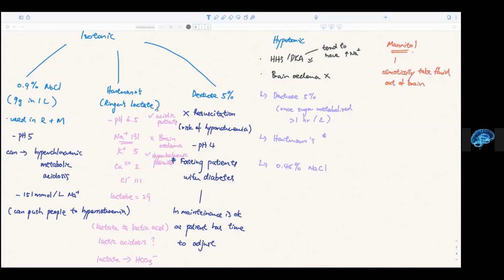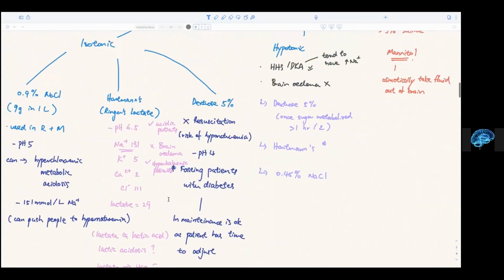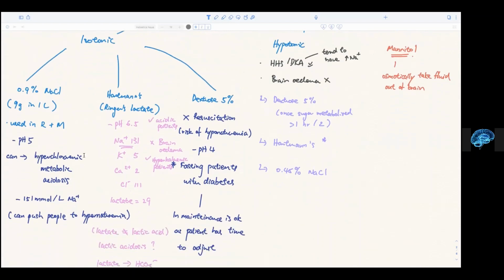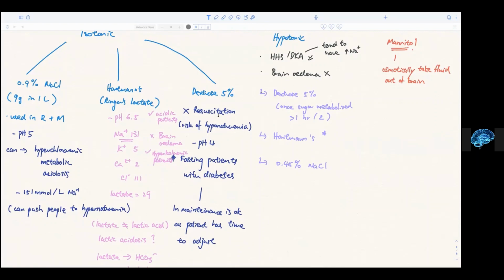In terms of Hartmann solution, you can use it in acidotic patients, you can use it in hyperkalemic patients, but not in brain edema patients. I'll explain that a bit later. So that's pretty much it on isotonic. Usually the rule of thumb is use 0.9% sodium chloride, but not in excess, because you can get hypochloremic metabolic acidosis. Hartmann solution is what they use in theatre a lot, and it can be used in resuscitation as well, but maintenance is pretty often seen on the ward, but you wouldn't want to use it in patients with brain edema. Dextrose, not in resuscitation because of the risk of causing hyponatremia, and it's very good in fasting patients with diabetes.